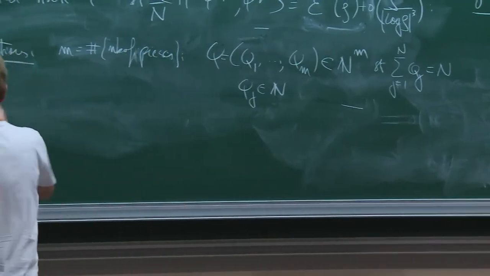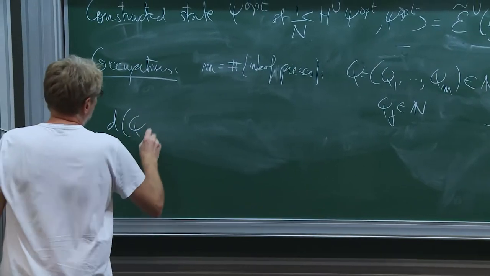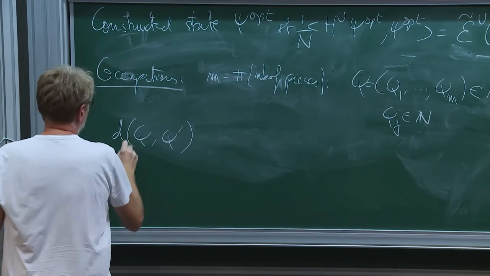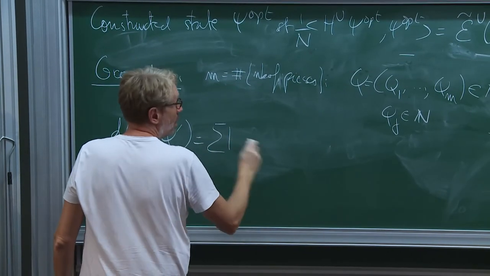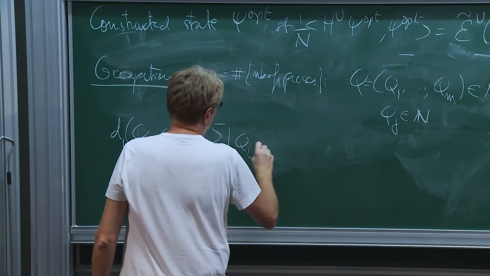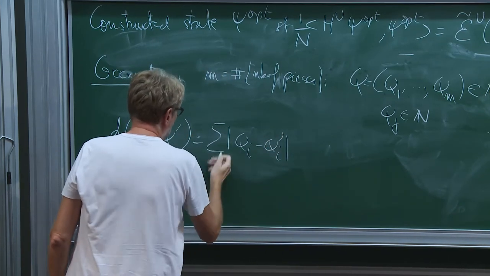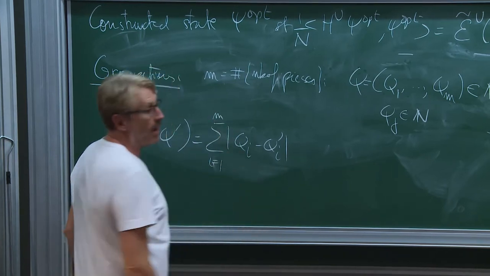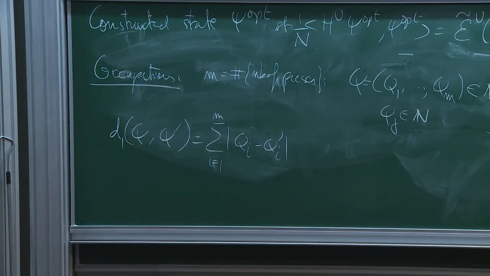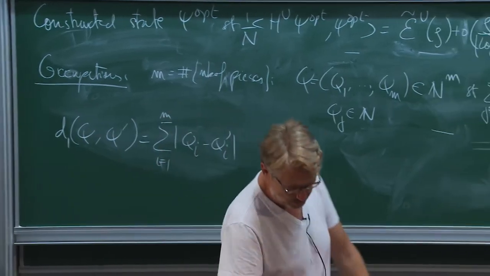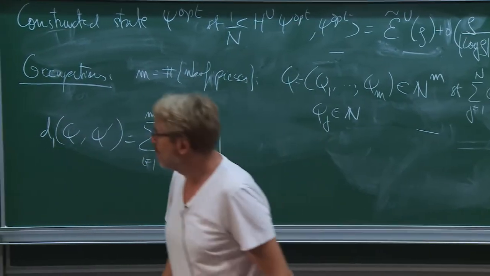And of course, I can define a distance. Distance 1 is just the sum over i from 1 to m of the absolute value of qi minus qi prime. I define this distance on occupation numbers, and the main result is the following theorem.